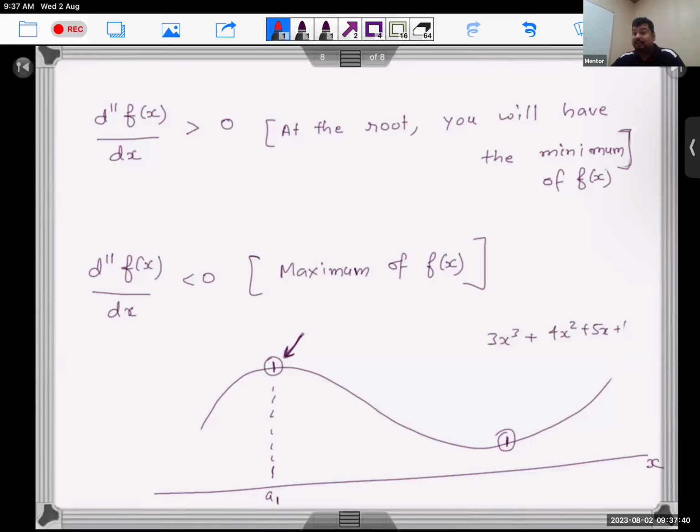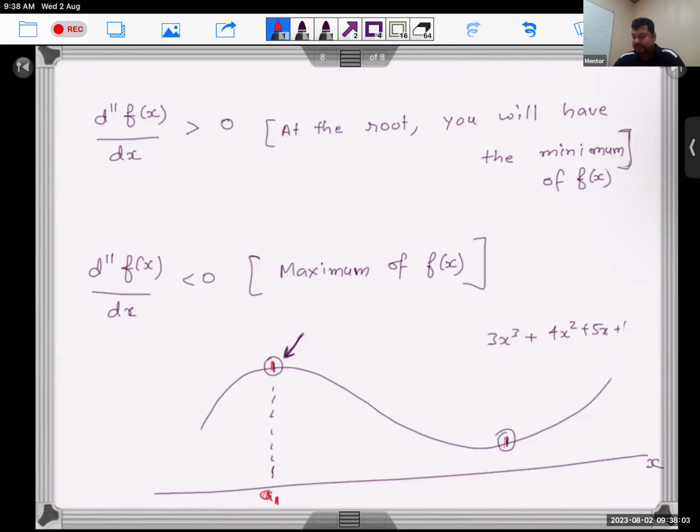Maximum value. No, not maximum. What would that value be? Greater than 0 or less than 0? See, this point a1 is giving you what? A maxima or a minima? It's giving me a maximum. So if it is a maximum, what would be the double differential value at this a1? Less than 0. Okay.